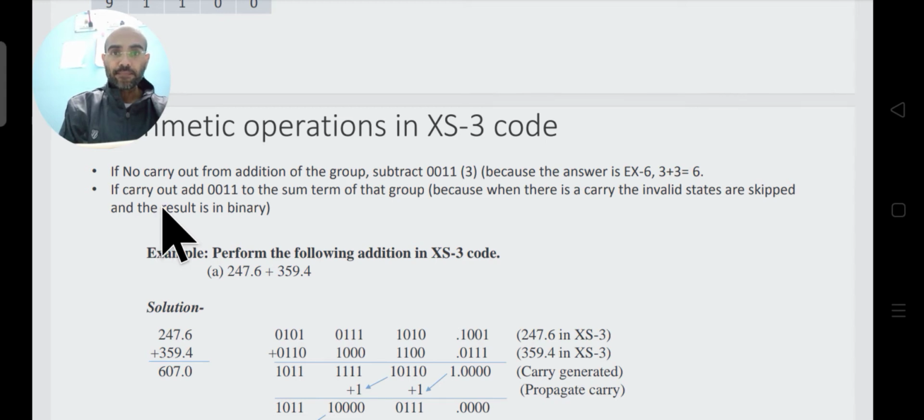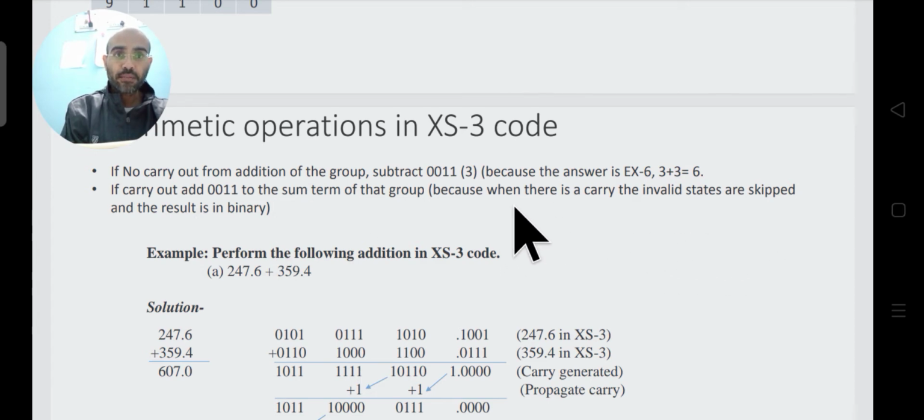If there is a carry, if a carry out is there after performing the addition, then add 3 to it. Again the reason is the same: if you add two numbers, there are two possibilities after the addition, either no carry forward or a carry forward. Again, if you do the carry forward, then there are two possibilities: the code which you get after performing the addition is a legal code or an illegal code. Whether it is a legal code or an illegal code, you have to do the same thing.